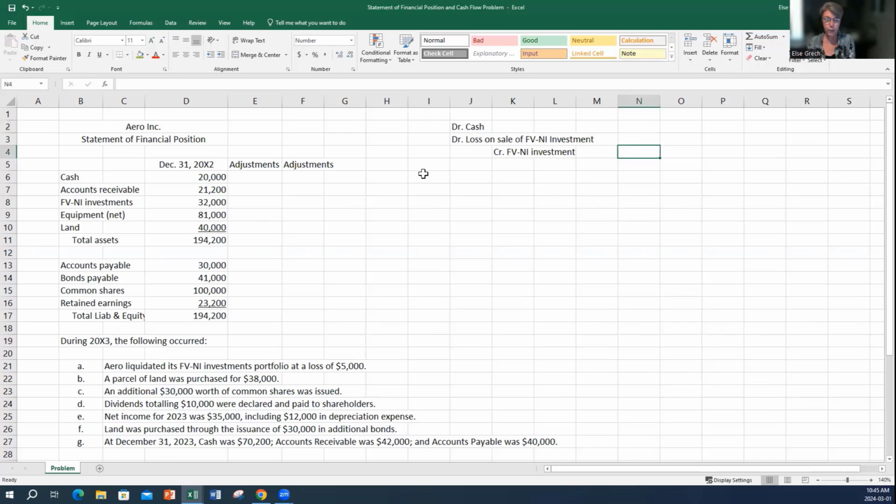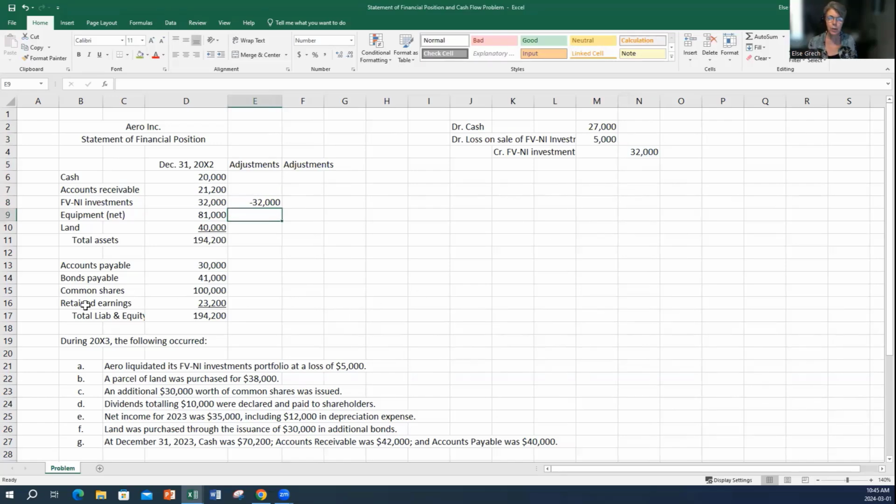So we know when they credited that, they got rid of 100% because it said they liquidated. We know that they had a loss of 5,000. So that means we can calculate the cash received, and the cash received was 27,000. Now I know that there must have been a negative here of 32,000.